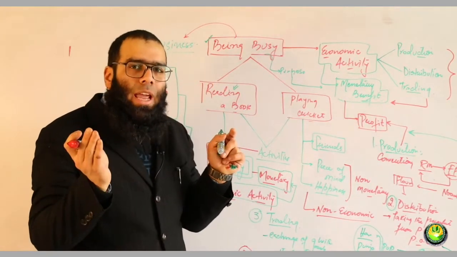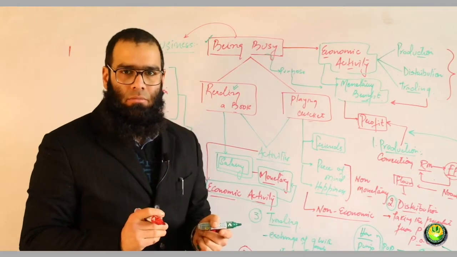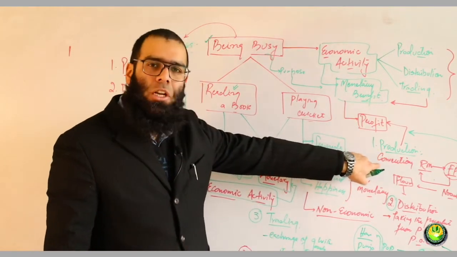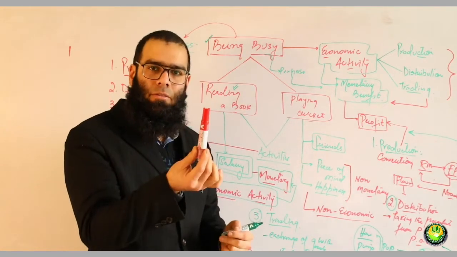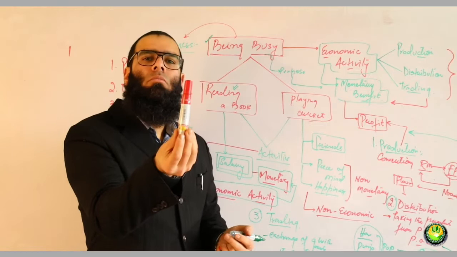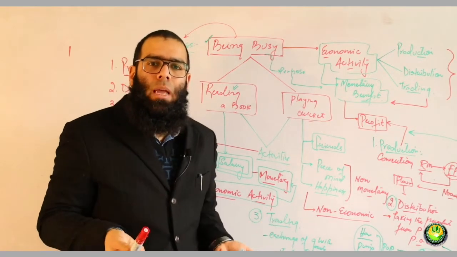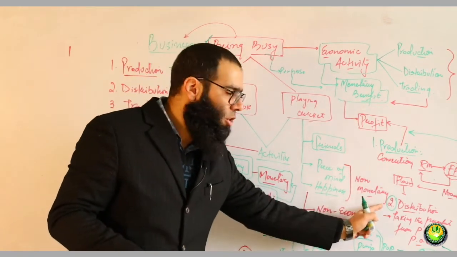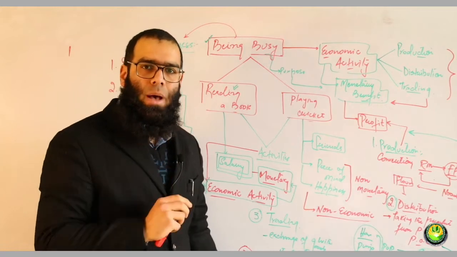Now if we apply the simple principle of eliminating one of the activities: if production is not done, like this particular marker we have, imagine the producer did not produce it. If it is not produced, how will I be able to use it? It will neither be distributed nor traded. So production is a must.